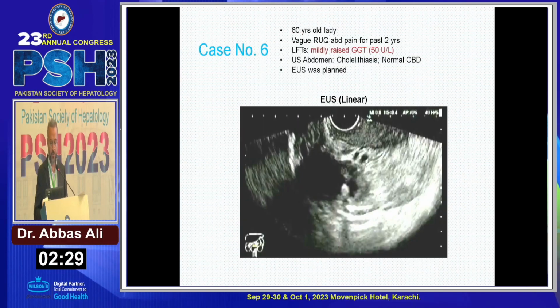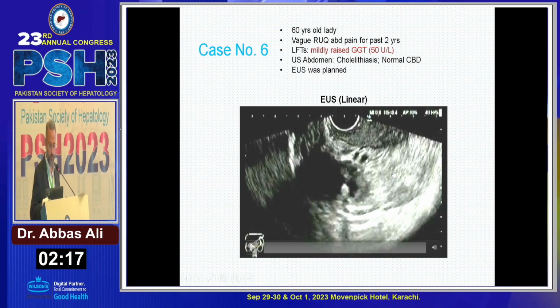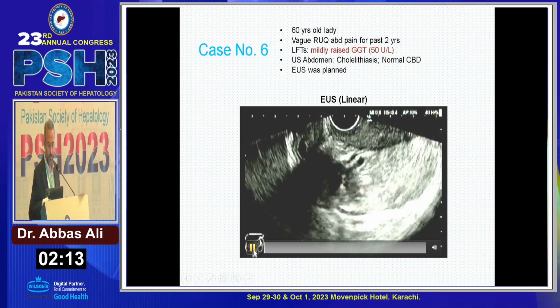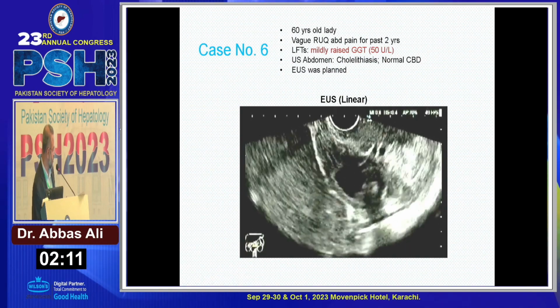This is another case of a 60-year-old lady with vague right upper quadrant abdominal pain for the last 2 years. Her LFT showed only a raised gamma GT. Ultrasound abdomen showed cholelithiasis. CBD was normal. EUS was then planned for this raised gamma GT. You can see in the video that these are the gallstones.